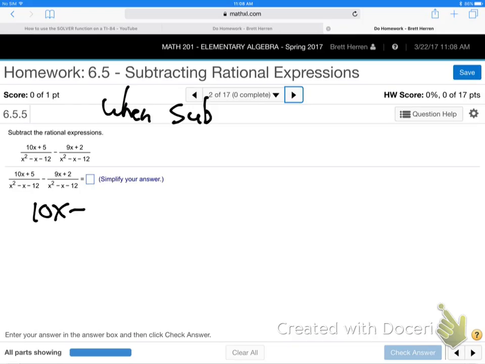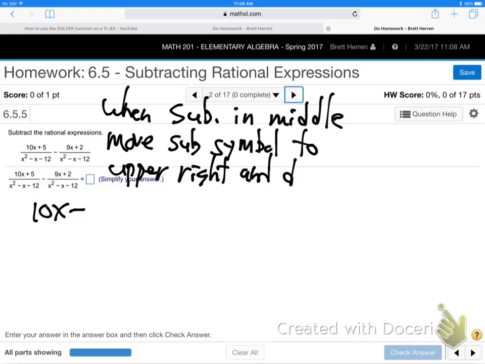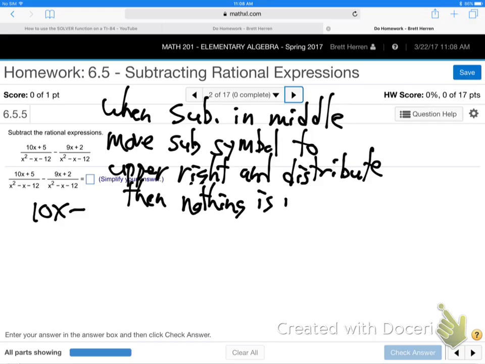When subtraction is in the middle, move the subtraction symbol to upper right and distribute. Then add. Then add is in the middle. Well, let me say it this way: then nothing is in the middle, so add.